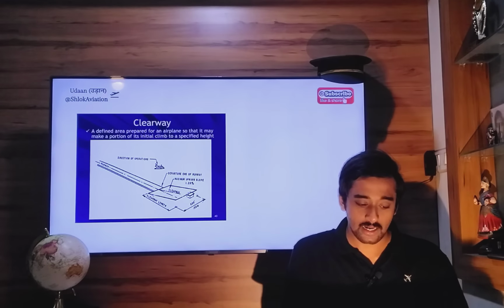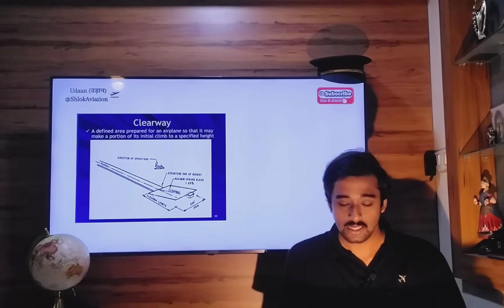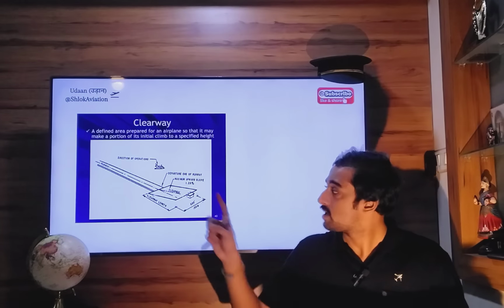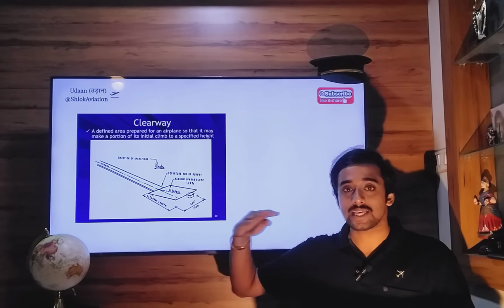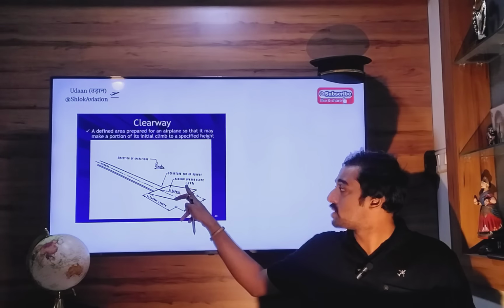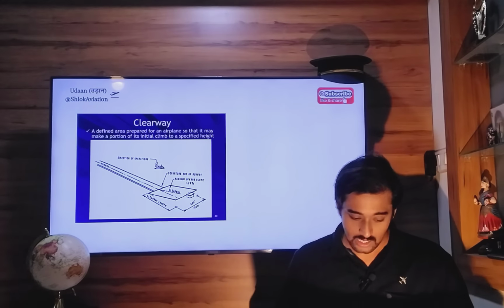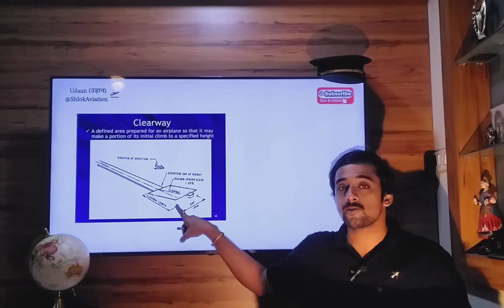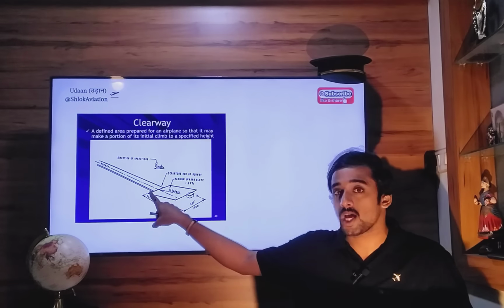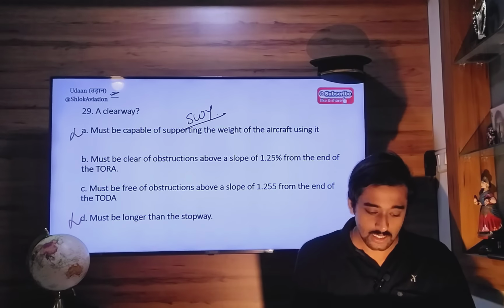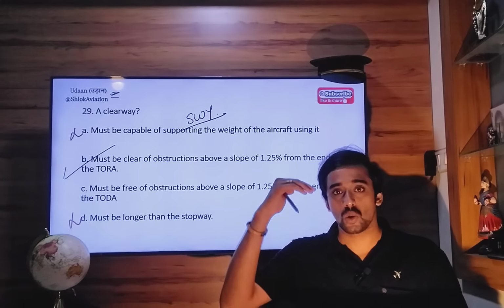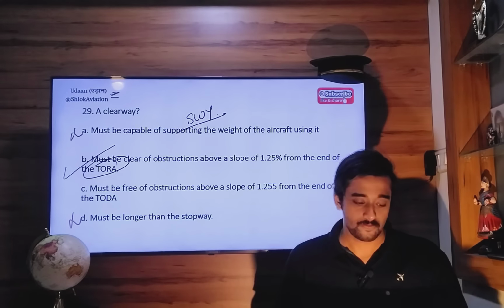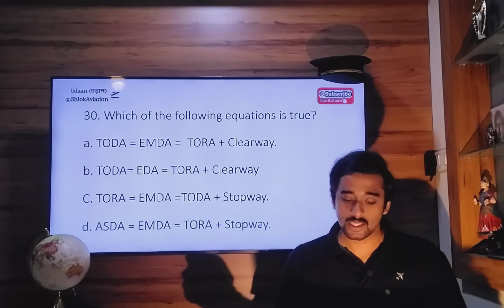So you can see here clearway is an area prepared for an aeroplane so that it may make a part of its initial climb to a specific height, and that clearway is inclined at an angle and the slope is 1.25 percent, and that begins from the end of the takeoff run available, not at the end of takeoff distance but at the end of takeoff run available. So the correct answer is: must be clear of obstructions above a slope of 1.25 percent from the end of the runway, departure end.